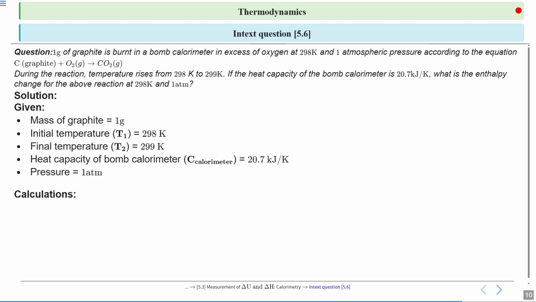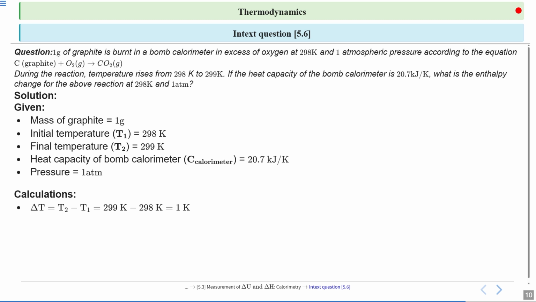What we have to do? We have to calculate, first of all, the internal energy change. I have told you, for that, you have to know the temperature change, because the formula is given as Q_V equals C delta T. So delta T will be 299 Kelvin minus 298 Kelvin, which is equal to 1 Kelvin.